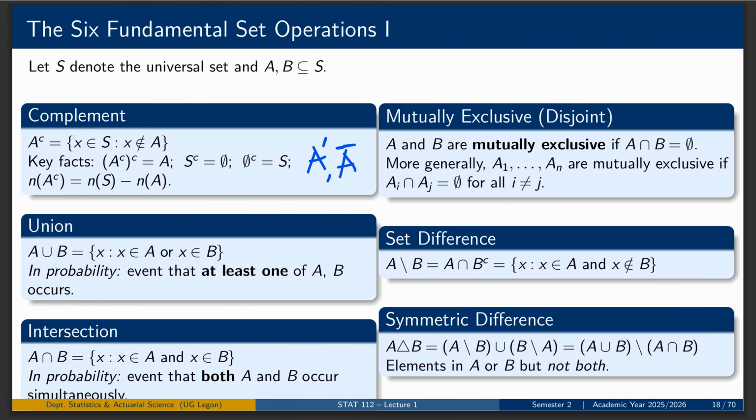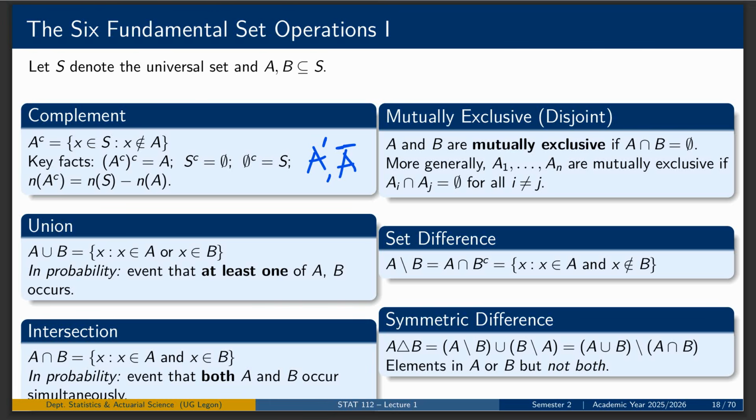There exists an intersection. So in probability, we say the event that both A and B occur simultaneously. Okay. Then we will also have what we call disjoint sets. In probability, we will refer to disjoint sets as mutually exclusive. So it will be used interchangeably. If A and B are mutually exclusive or disjoint, then what we are saying is that their intersection is a null set.